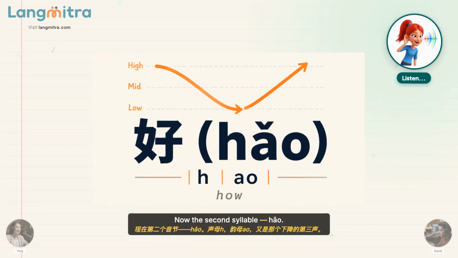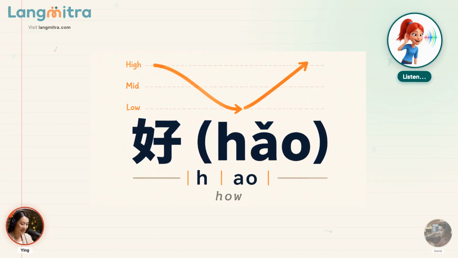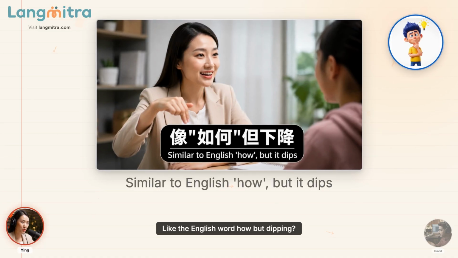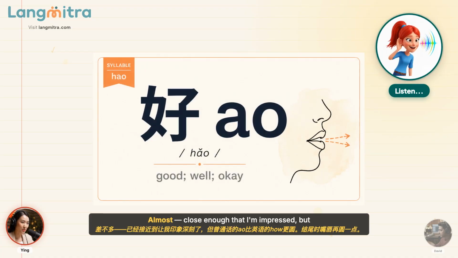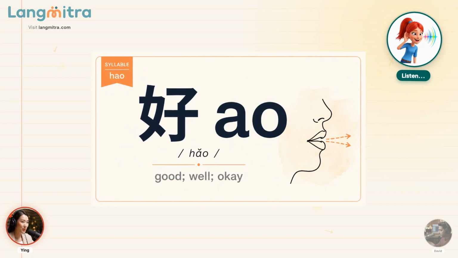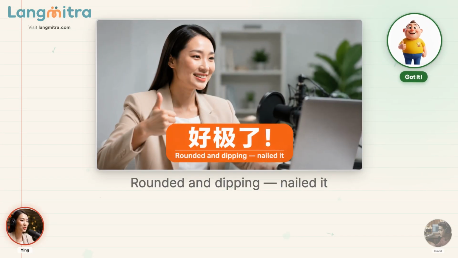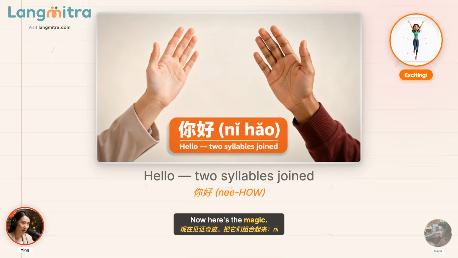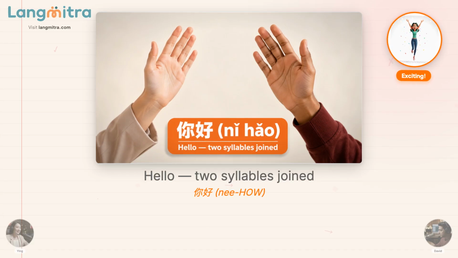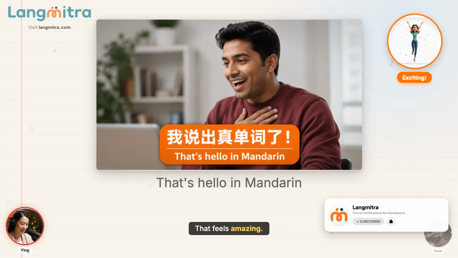Now the second syllable, hao. Initial H, final ow, and again that dipping tone 3, hao. Your turn. How. Like the English word how, but dipping. Almost. Close enough that I'm impressed, but the Mandarin ow is rounder than the English how. Round your lips a little more at the end. How. How. Perfect. Now here's the magic. Put them together. Ni hao. Wait, that's a real thing I just said. That's hello in Mandarin. That feels amazing.